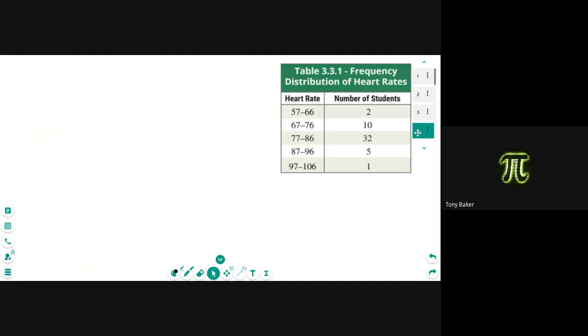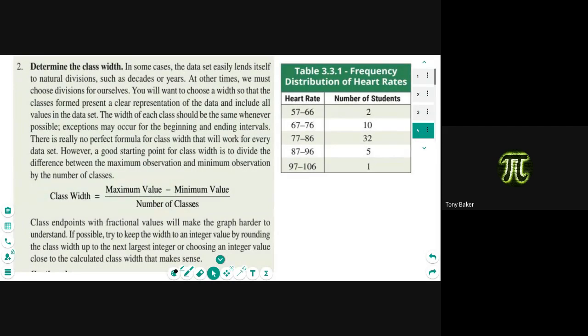The next thing we want to look at is we need to determine the class width. So once you've decided how many classes you're going to have, now we can start doing some calculations to determine how we're going to set up our table. To do this, we need 3 pieces of information.